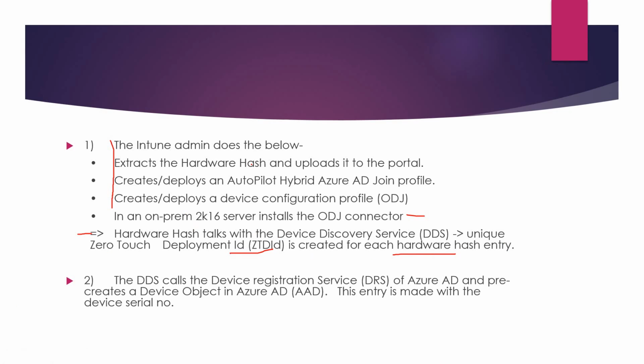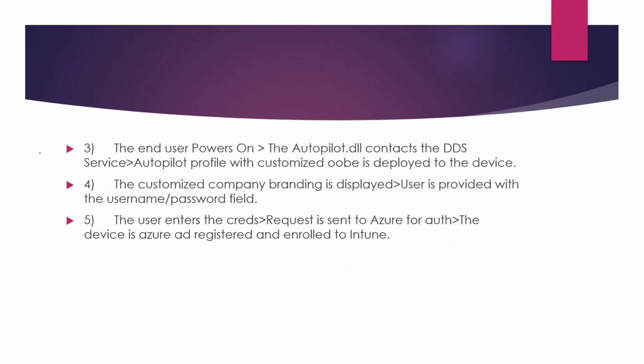Once the ZTD ID is created, the DDS service talks to the device registration service in Azure, and then an object is created in Azure, and an entry is made in the device serial number. Once the entry is made, we can make a dynamic device group as well, and the device will be auto populated in the group. Now the end user powers on the laptop.